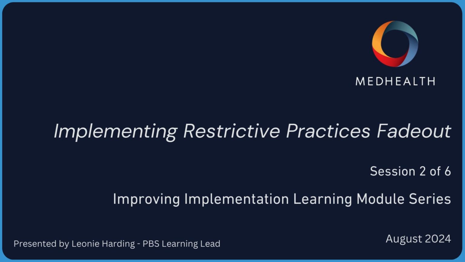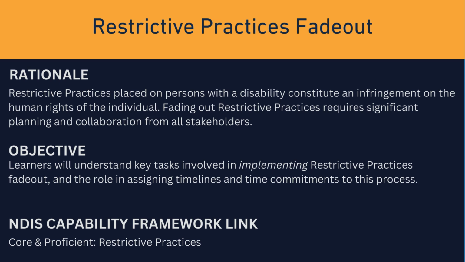Today, we're talking about implementing restrictive practices fade out as part of implementing the Comprehensive Behaviour Support Plan. Our rationale for this session is that restrictive practices placed on persons with a disability constitute an infringement on the human rights of the individual. Fading out restrictive practices requires significant planning and collaboration from all stakeholders. And our learning objective is that learners will understand key tasks involved in implementing restrictive practices fade out and the role in assigning timelines and time commitments to the process.